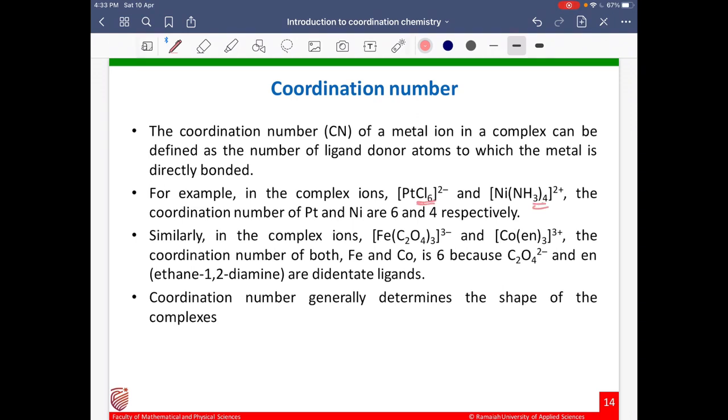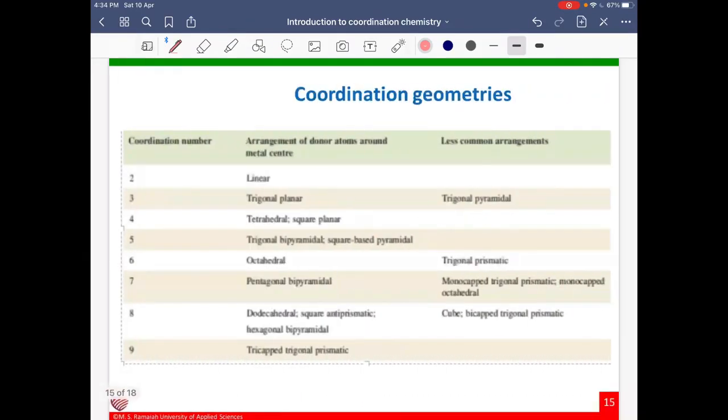Similarly, in the complex ions [Fe(C2O4)3]3- and [Co(en)3]3+, the coordination number of both Fe and Co is 6. Here we can see only 3 ligands, but these ligands are bidentate ligands, so 2 into 3, 6. Here also, ethylenediamine is a bidentate ligand, so 3 ethylenediamine means 3 into 2, 6 is the coordination number. Coordination number generally determines the shape of the complex. The shape of the complex is mainly determined by the coordination number.